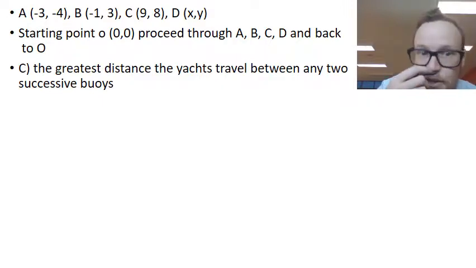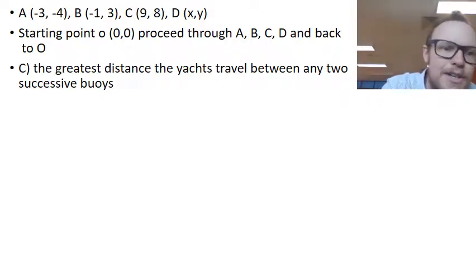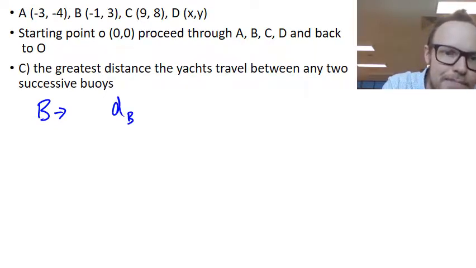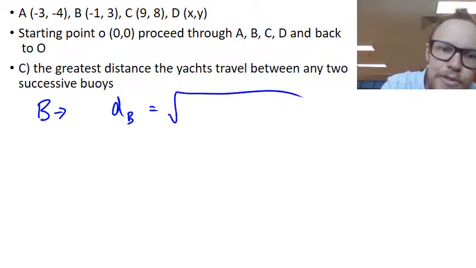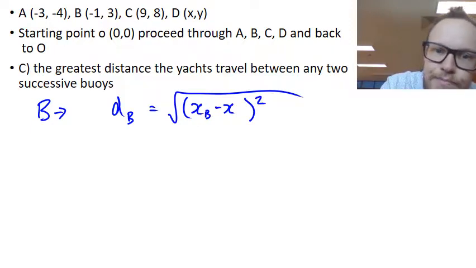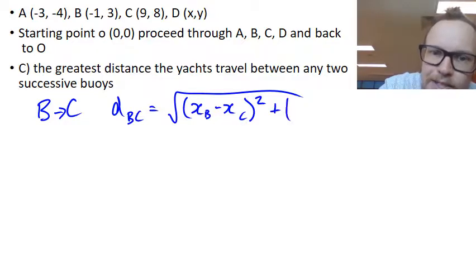For our last one, finding the greatest distance the yachts travel between two buoys. I've already said that the greatest distance is probably going to be between B and D. So to find that distance, the distance between B and D, it's going to be equal to the square root of xB minus xD squared. Sorry, not B and D, B and C. Not B and D, B and C. Plus yB minus yC.